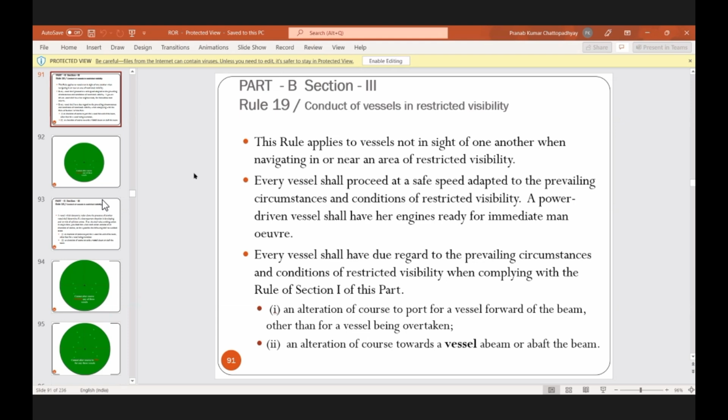An alteration of course towards a vessel abeam or abaft the beam. Abeam also, abaft the beam also. So that means if you have a vessel on your port side, whether it's a crossing situation or overtaking situation, once you have overtaken, then you can. Otherwise, if you have a vessel on the port side, forward of the beam, or abeam, in all these cases, you should not alter course to port. Clear?